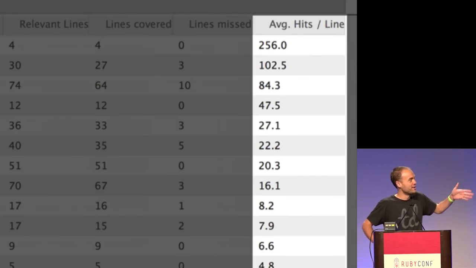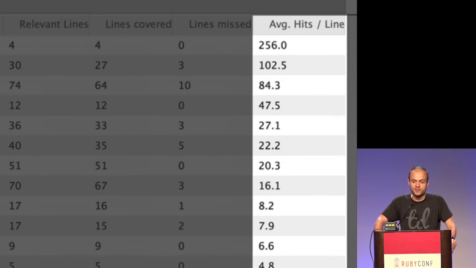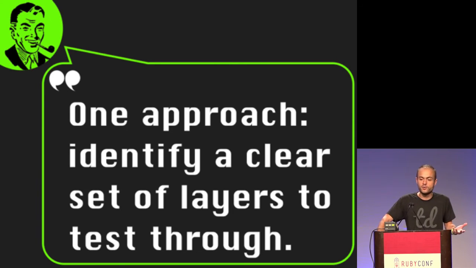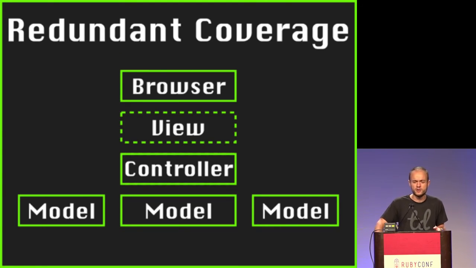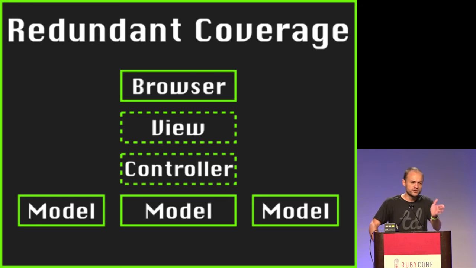The last column is the average number of hits per line, and I think that's pretty interesting, right? Because that top thing got hit 256 times as I ran my tests. What that tells me is that if I change that method, I'm going to have tests breaking everywhere. It's an important thing to think about. So one thing we can do is identify a clear set of layers that we test through. Like for instance, that same team might agree the browser tests are valuable, but these view and controller tests are mostly redundant. So we'll just test through the browser and the models and reduce the amount of redundant code coverage.